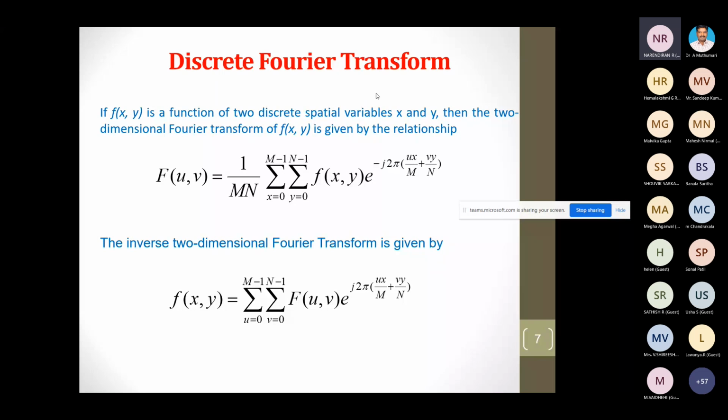That is what we have to understand. So how do we compute the discrete Fourier transform? It is nothing but 1 by m into n, the number of rows and number of columns of the subimage, right? And this summation means we are going to run a loop on that computation. That's the meaning of it. It's a summation of x equal to 0 to m minus 1, y equal to 0 to n minus 1, of f of x comma y.